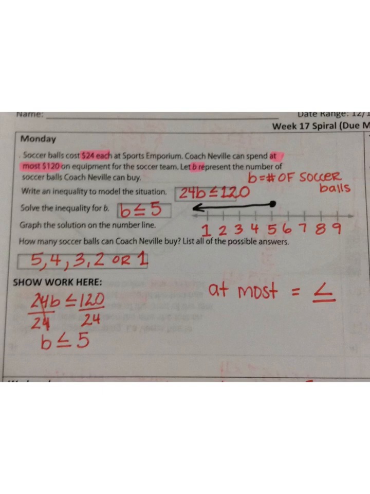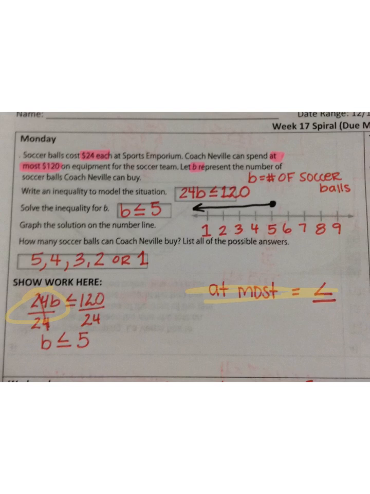So what I did first is I picked out important information. Soccer balls are $24 each, so that's showing multiplication. So I did 24 times B. My work's down at the bottom. And B represents the number of soccer balls Coach Neville can buy. So when you hear at most, that means you could spend that amount or less. You can't exceed it. So 24B is less than or equal to 120.